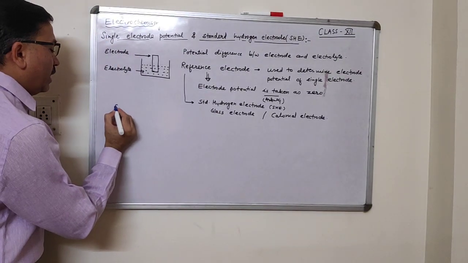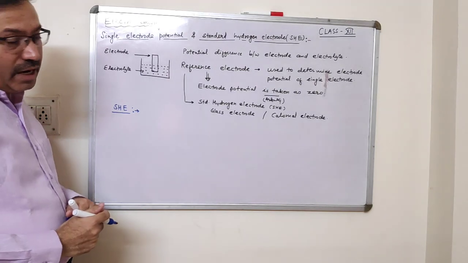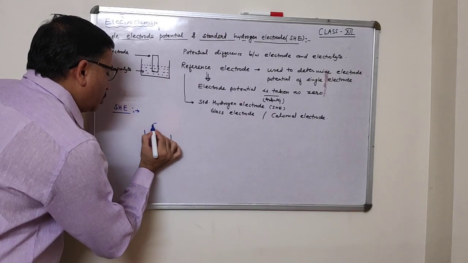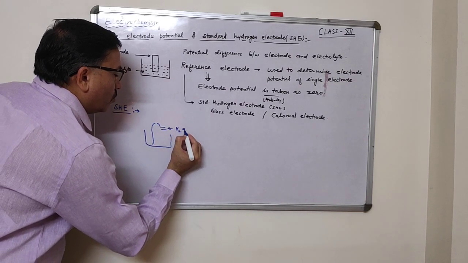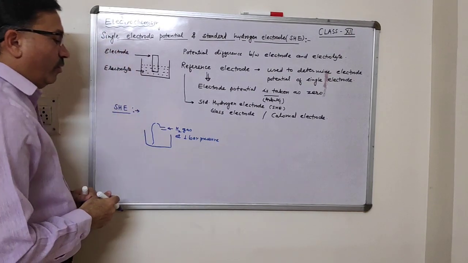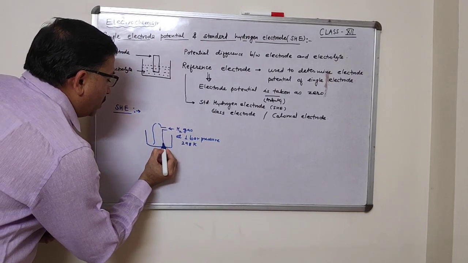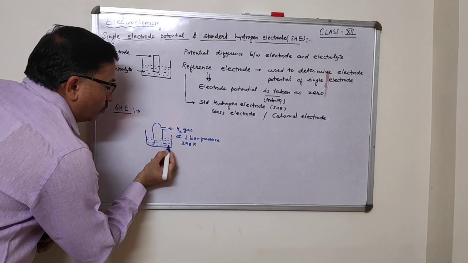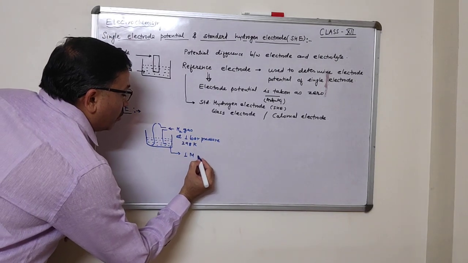So what is the standard hydrogen electrode? The standard hydrogen electrode is an electrode in which hydrogen gas at 1 bar pressure and at 298 Kelvin is passed through an electrolyte having 1 molar H+ ion concentration. Best we can take 1 M HCl solution.